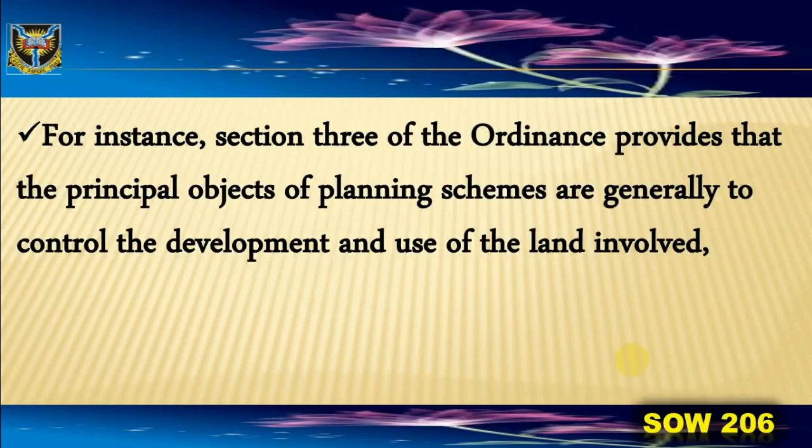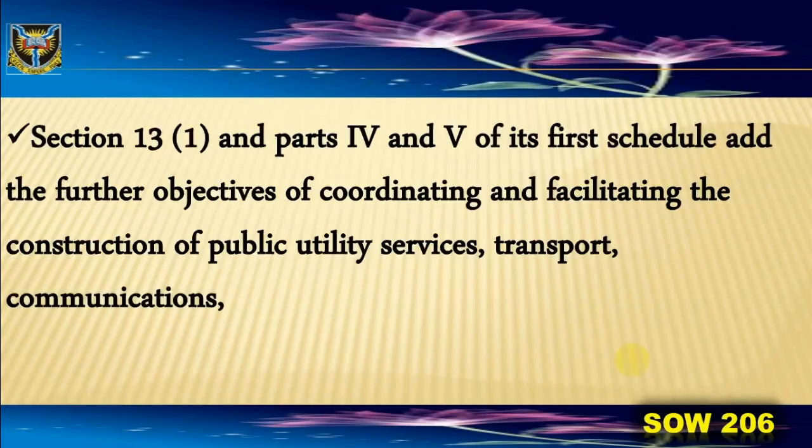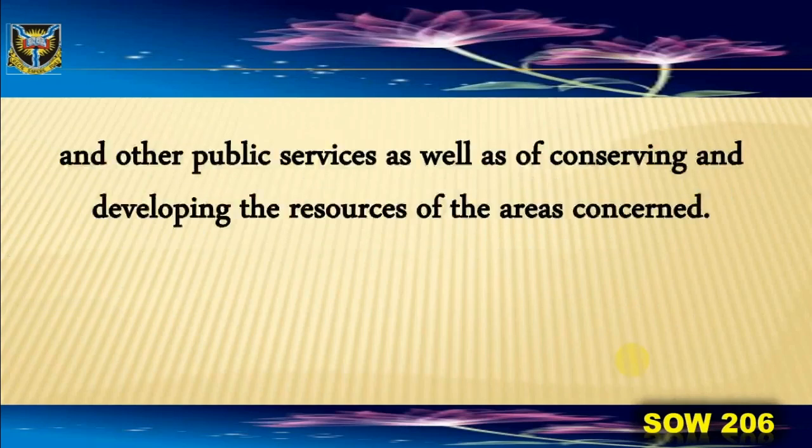For instance, Section 3 of the ordinance provides that the principal objects of planning schemes are generally to control the development and use of the land involved, to secure proper sanitation, amenity, and convenience, to preserve places of natural beauty or interest, and generally to protect existing urban and rural amenities. Section 13, subsection 1, and parts 4 and 5 of its first schedule add the further objectives of coordinating and facilitating the construction of public utility services, transport, communications, and other public services, as well as of conserving and developing the resources of the areas concerned.